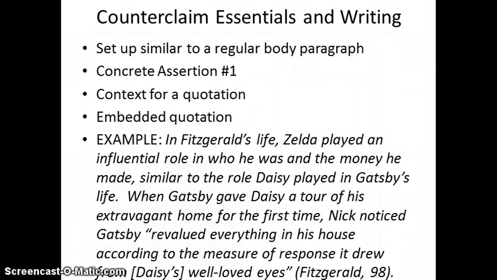In Fitzgerald's life, Zelda played an influential role in who he was and the money he made, similar to the role Daisy played in Gatsby's life. That first sentence is my first concrete assertion of my opponent. Let's continue. When Gatsby gave Daisy a tour of his extravagant home for the first time, Nick noticed Gatsby reevaluated everything in his house according to the measure of response it drew from Daisy's well-loved eyes. This includes both the context of the quotation as well as the quotation from The Great Gatsby.